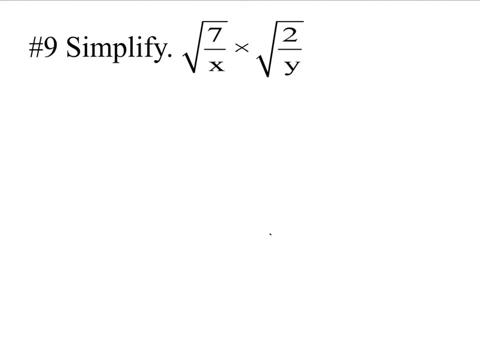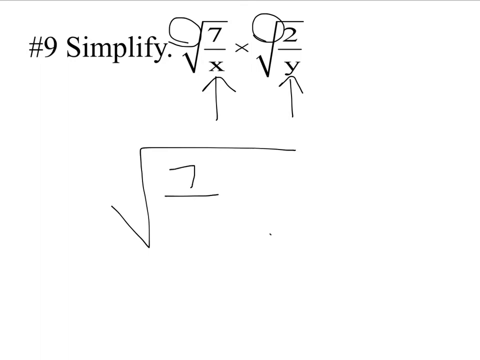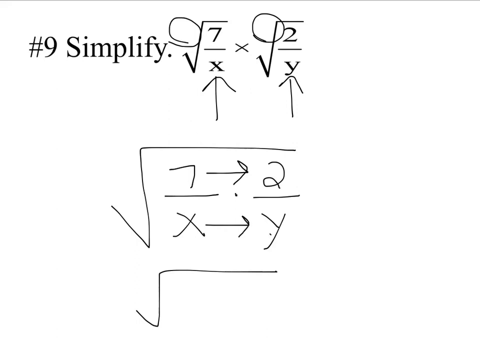On this problem, the approach is the same. The indexes are both 2, so we can go ahead and multiply together the radicands. So we take 7 over x times 2 over y. Remember, when you're multiplying fractions, you just multiply straight across. So 7 times 2 is 14. x times y is just xy. And so our answer is the square root of 14 over xy.